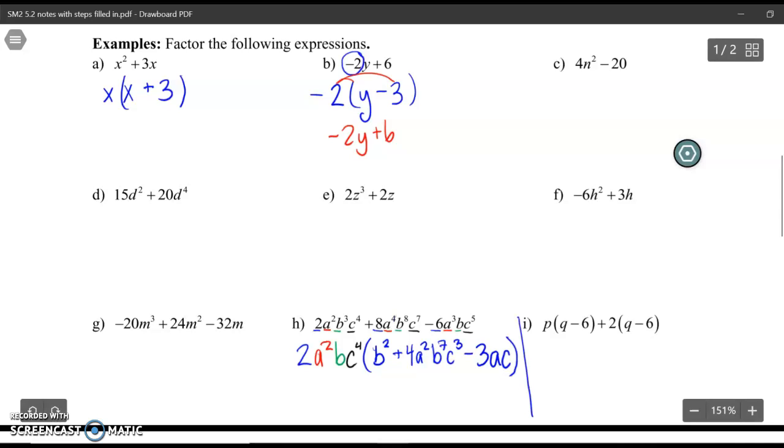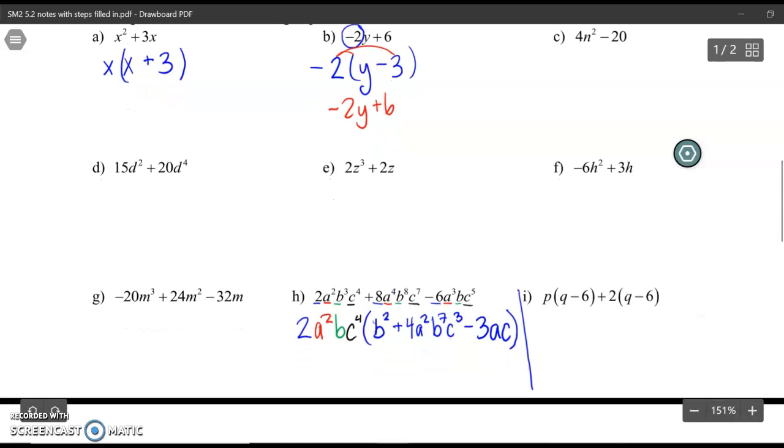Okay? Now, this one looks really weird. You might be tempted to start this problem by distributing the p and the 2 into the parentheses and then simplify. Let's not do that. What we're going to look at here is we have 2 terms. We have p times q minus 6 and 2 times q minus 6. And I'm looking for what they both have in common. And I noticed that both of those terms have a q minus 6.